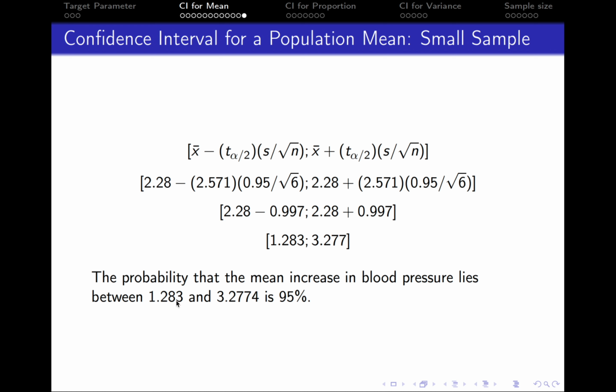So we conclude that the probability that the true population mean increase in blood pressure lies between 1.283 and 3.277 is 95%. Or we can say that we can be 95% confident that the true mean increase in blood pressure lies between 1.283 and 3.277.